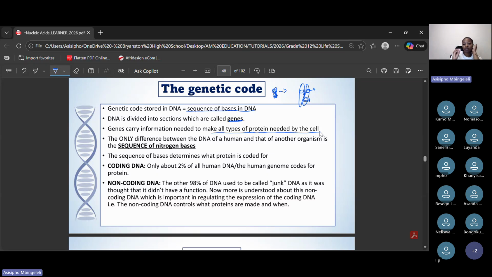Now, the sequence of the bases that we are going to look at will determine what protein will be made. So the sequence of the bases for whatever section that we are going to use is going to determine the protein that is going to be formed.